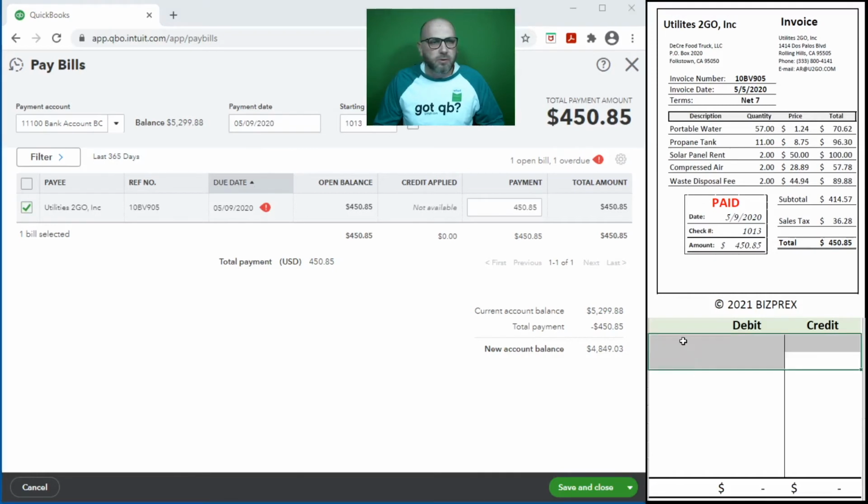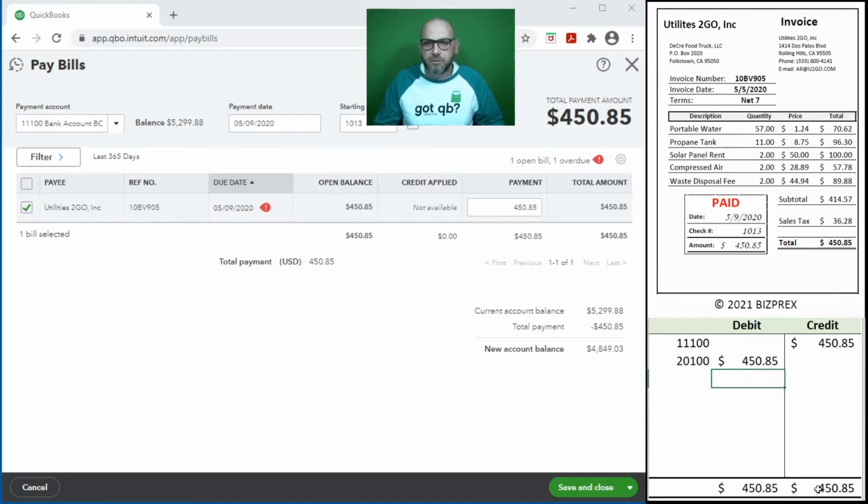Again, let's make sure we understand our debits and credits. Once the check clears, bank balance will be reduced by $450.85, right? They're going to take the money. What else is going to happen? Expenses are not going to be impacted at this interface, right? We booked it previously when we booked the bill. This time, all we're doing is paying off a liability, accounts payable, right?